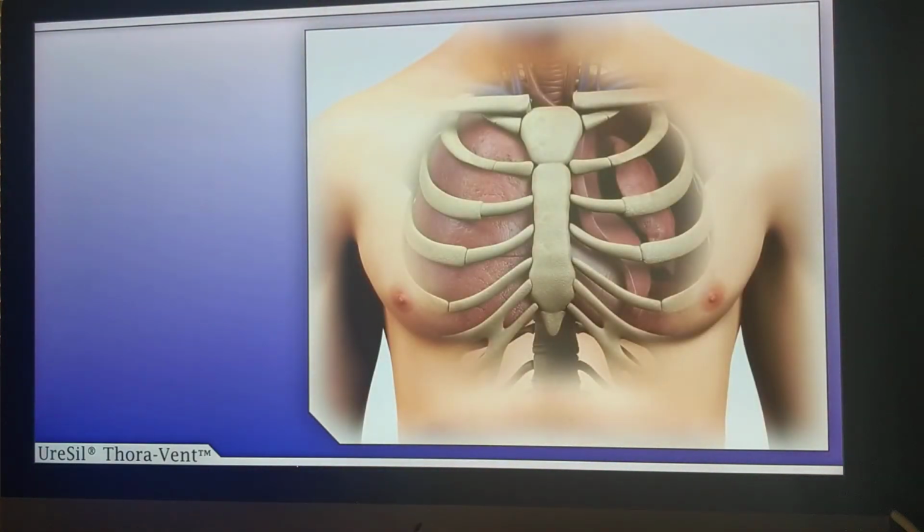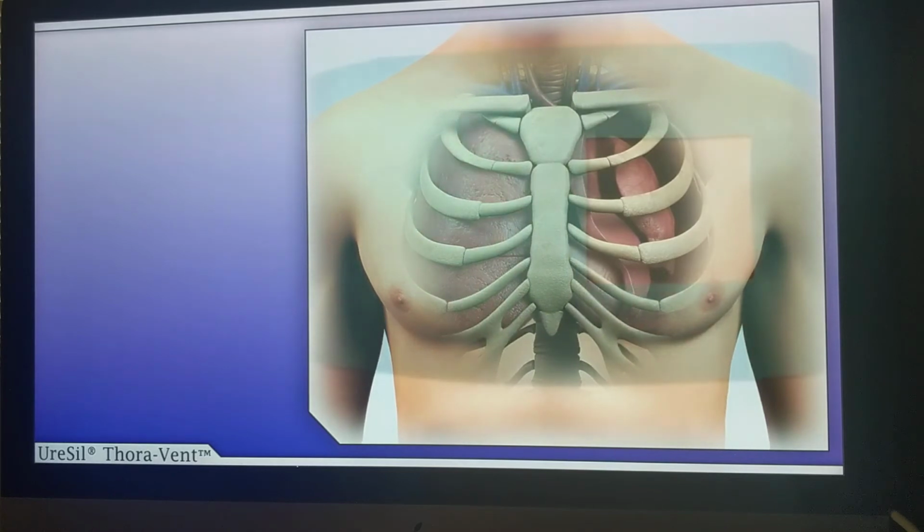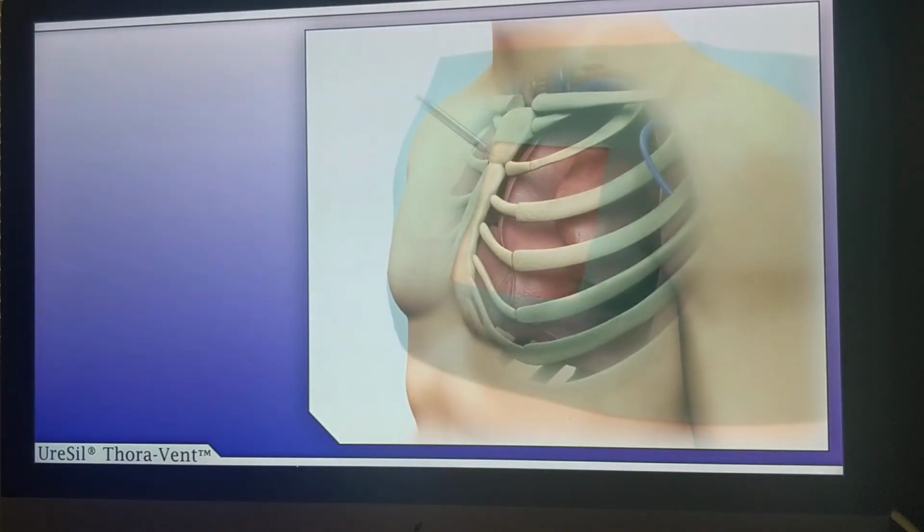Here is the suggested procedure for using Thora-vent. A site is selected, preferably at the second interspace in the midclavicular line. The site is prepared with a prep solution. The fenestrated drape is utilized to isolate the operative field. Local anesthesia is administered in the selected site.